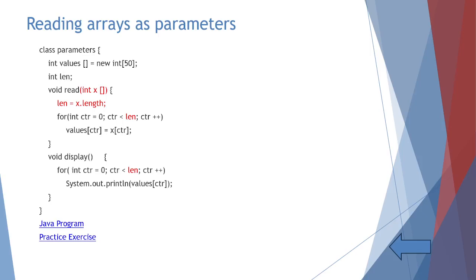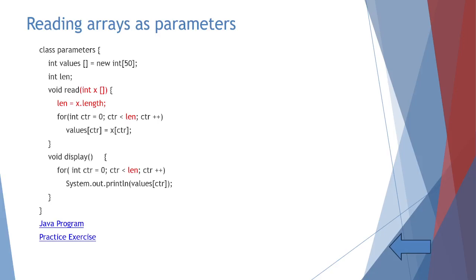Now look at the class Parameters, in which there are two instance variables. One is an array with 50 memory locations, the array name is values. Another instance variable is int len. These two member variables are available to both the instance methods: one is void read, the second one is void display.